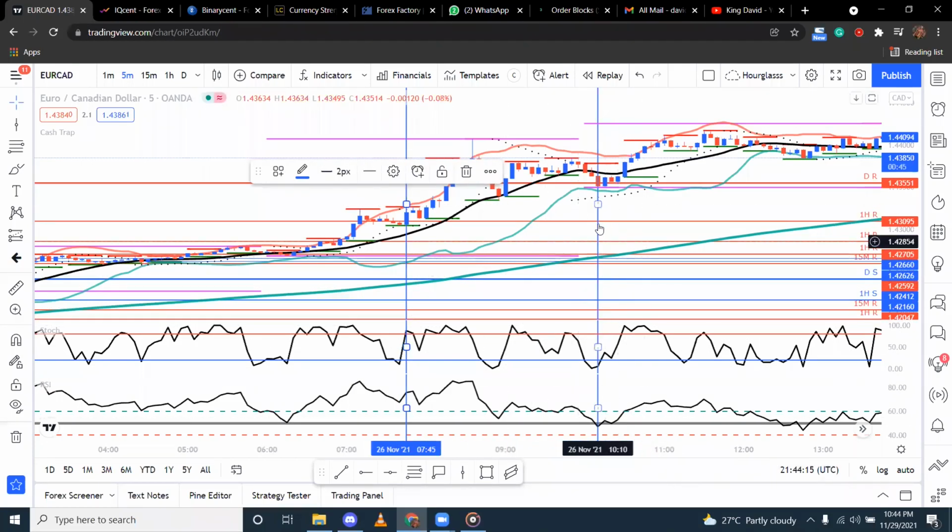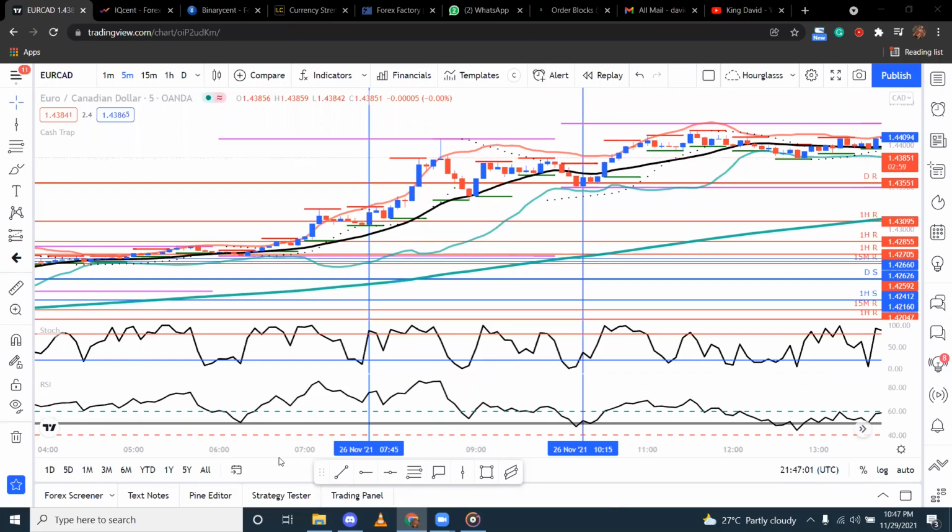Look at this one too. The market actually reversed at 10-15, even when all the confirmations are there. 10-15, 7:45. So look at all the conditions for a buy that was given and see how the market reacted to it.